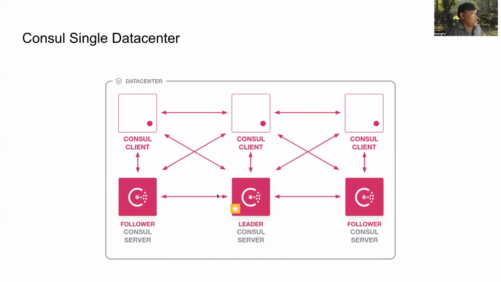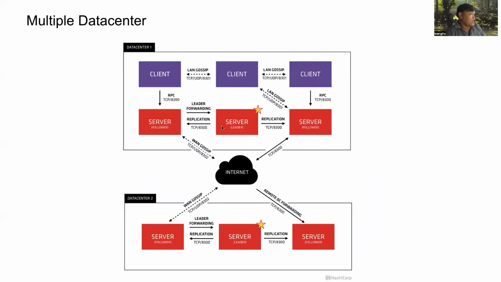If we look at the diagram, the Consul single data center would look like this. We have a single cluster that has servers and clients joined together. And the next slide is the multiple data center, which looks like this. We have multiple data centers that can communicate together via the gossip pool using the internet. Let me talk in more detail in the next slide.